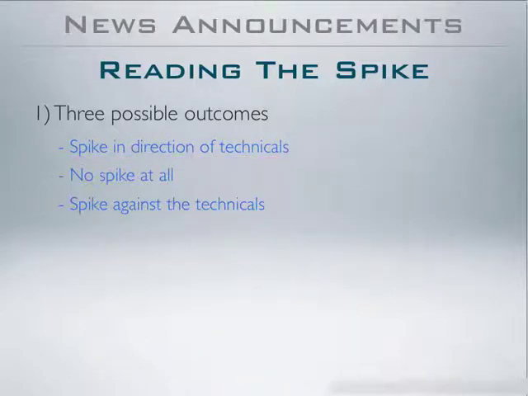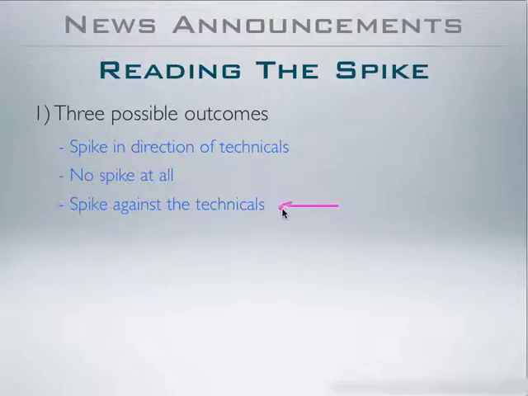All right. Second possible outcome: the news may come out as expected, and therefore we'll see no deviation, and in such a case, chances are we'll see no spike at all either. The Forex charts will remain unaffected, and you know what to do in this case. We just trade our standard technical analysis as usual, as if no news had been released at all. And finally, third possible outcome: price spiking against the technicals.